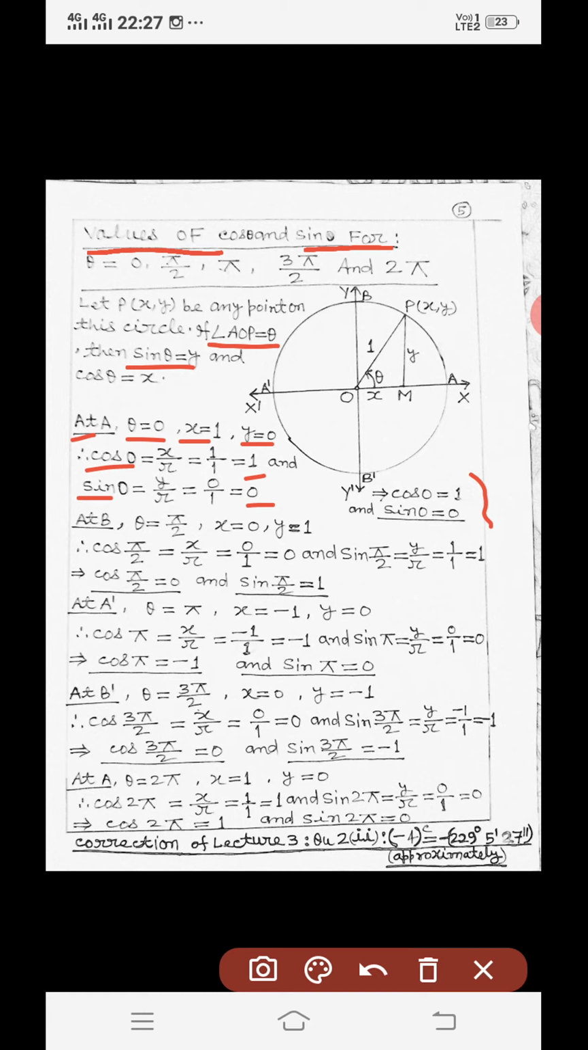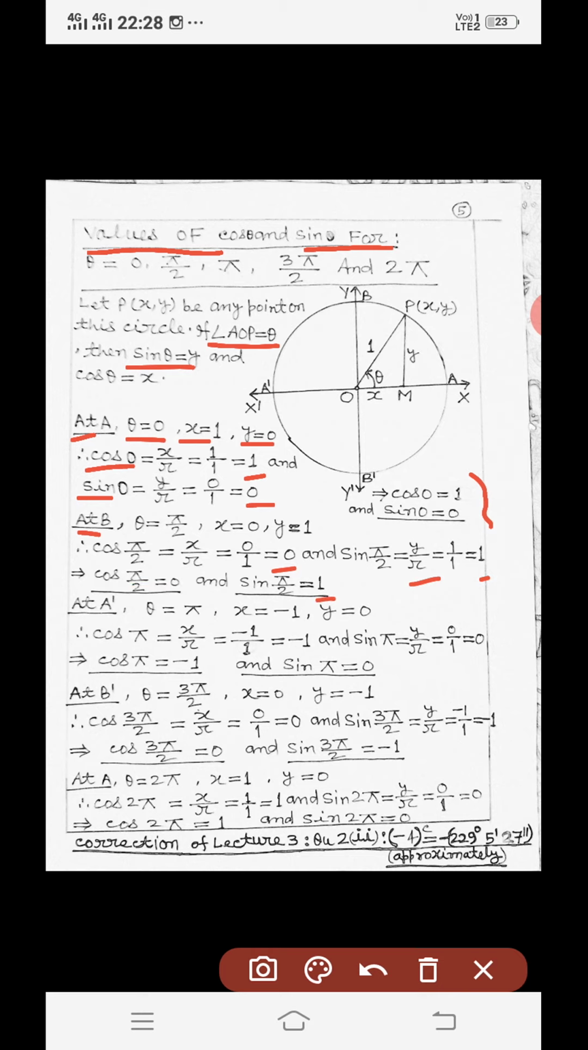At B, when theta is equal to pi by 2, then x is equal to 0, y is equal to 1. So cos pi by 2 is equal to x by r equal to 0 by 1 equal to 0, and sin pi by 2 is equal to y by r equal to 1 by 1 equal to 1. Therefore cos pi by 2 is equal to 0 and sin pi by 2 equal to 1.